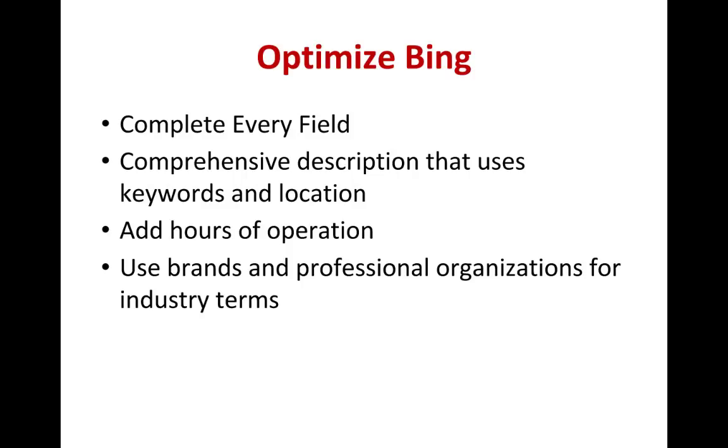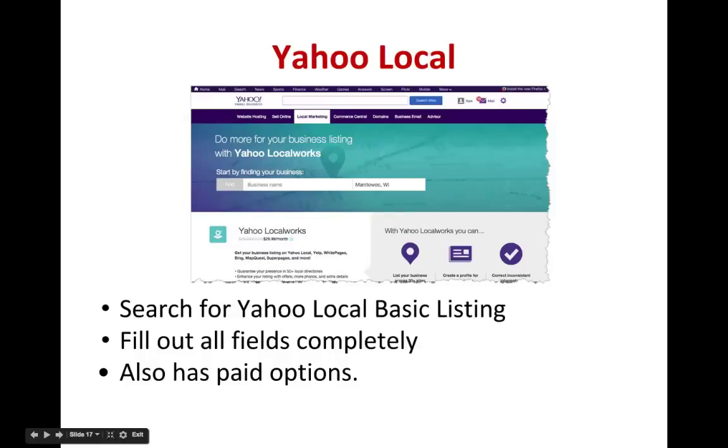You want your hours of operation to be correct and the same across all of these channels, because when people do a search and they find your listing, typically it'll say something like closes in 4 hours or open until 7 or something like that. Different sites have different ways of doing it, but they'll tell you whether you're open or not. And so you want to make sure that's correct. And you can also, for Bing, use brands and professional organizations for industry terms. So if you're a plumber, you might belong to the Wisconsin Associated Plumbers Union or something like that. You can put that information in Bing.